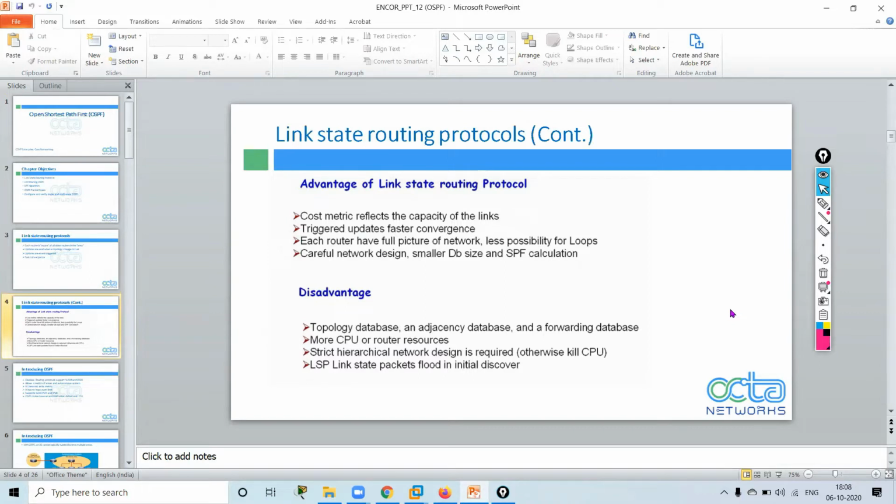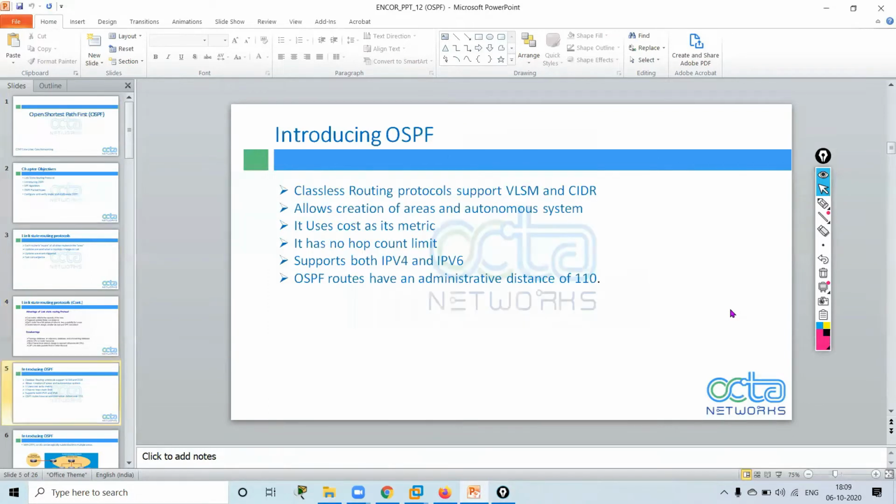Careful network design, small database size and SPF calculation. These are some advantages, and there are some disadvantages. Topology database, adjacency database and forwarding database require more CPU and router resources. Why do we need more CPU and router resources? Because here we have a concept of area, so if a router is running in two areas, it will need more CPU resources. Strict hierarchical network design is required, otherwise it will kill the CPU. LSPs, link state packets, flood in the initial discovery. We'll see all these things.